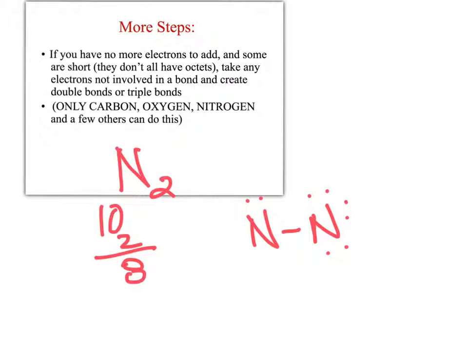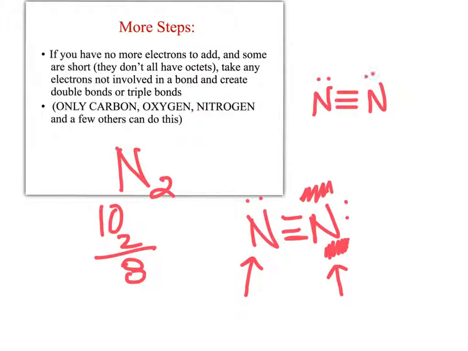So what we can do is take a pair of electrons from here and make them a shared pair instead of an unshared pair. If we do that, we now have given this one 6. The one on the right still has 8. If we take away another pair, now each of them have 8. And we only do this if we can't satisfy the octet rule using our first set of rules.